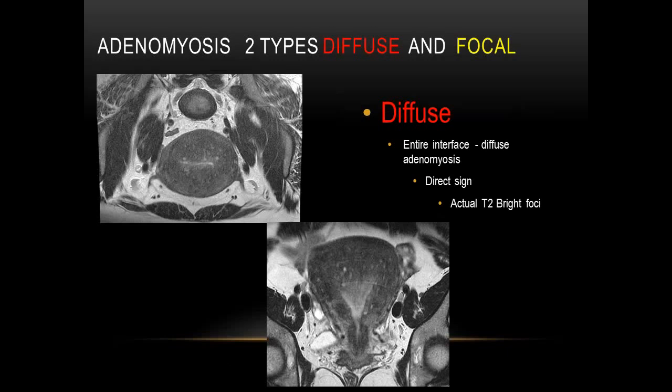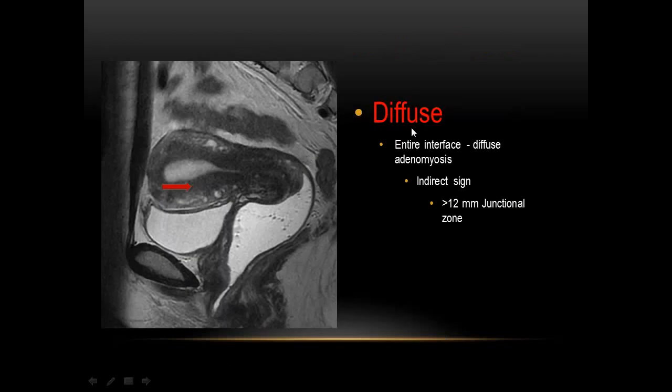There are two types of adenomyosis, diffuse and focal. Diffuse, the whole entire interface between the endometrium and the myometrium is affected by the adenomyosis. A direct sign of this is you actually see the T2 bright ectopic endometrial glands. This is another kind of the diffuse.